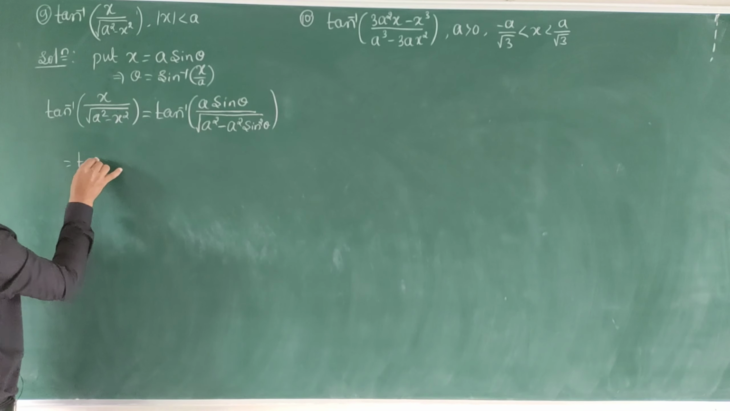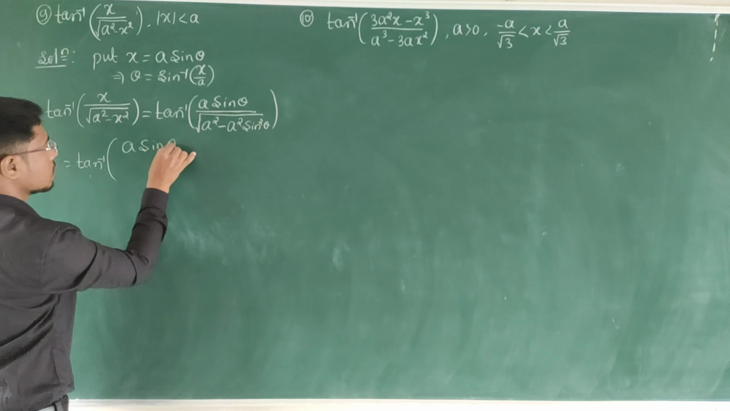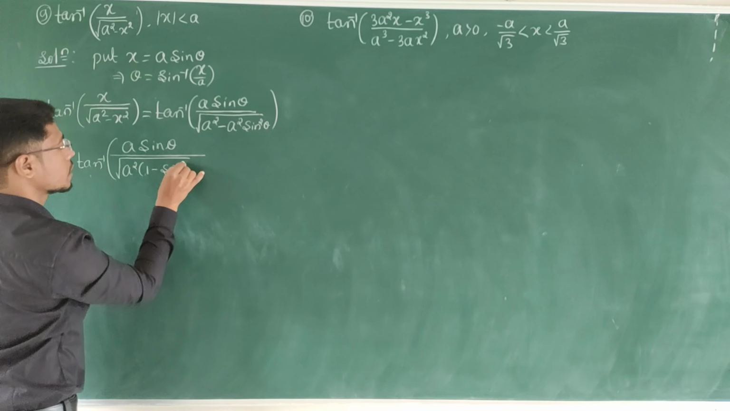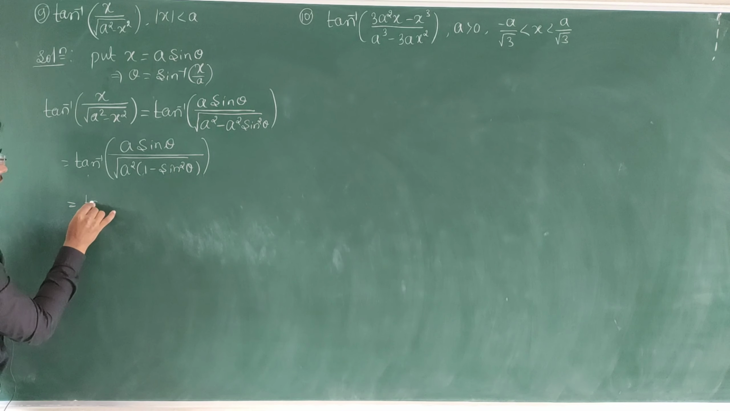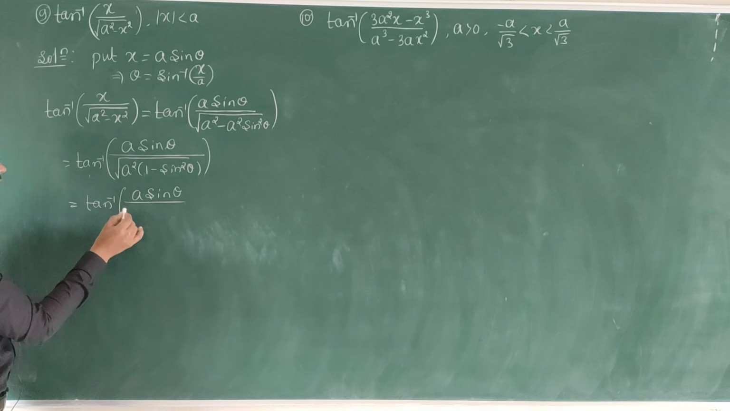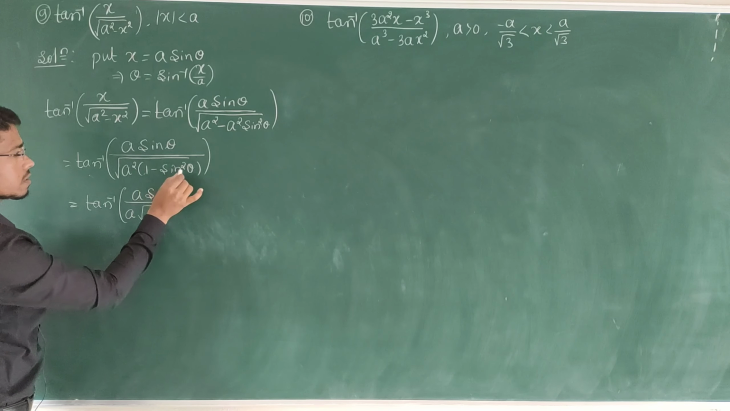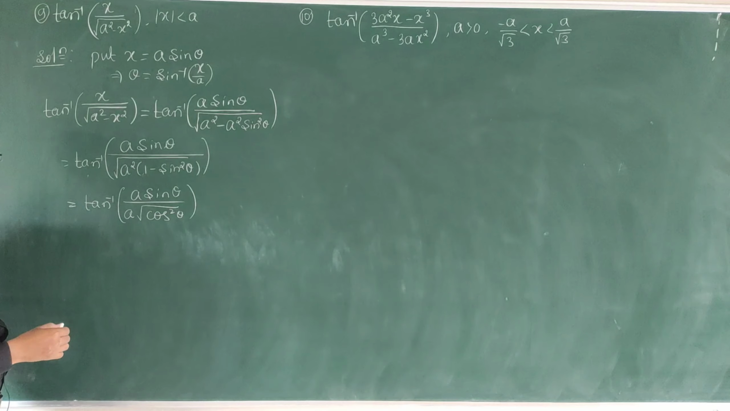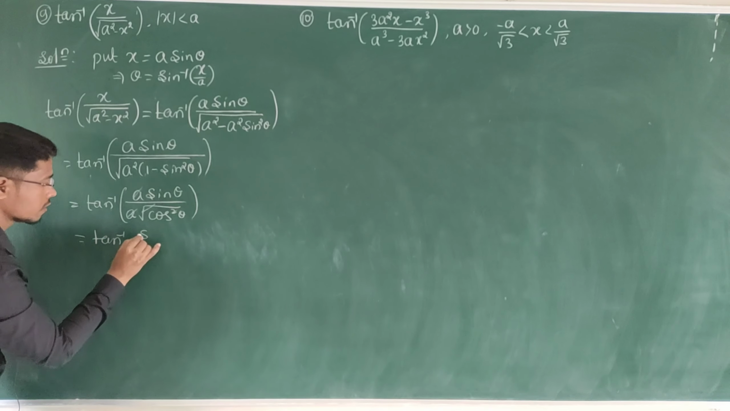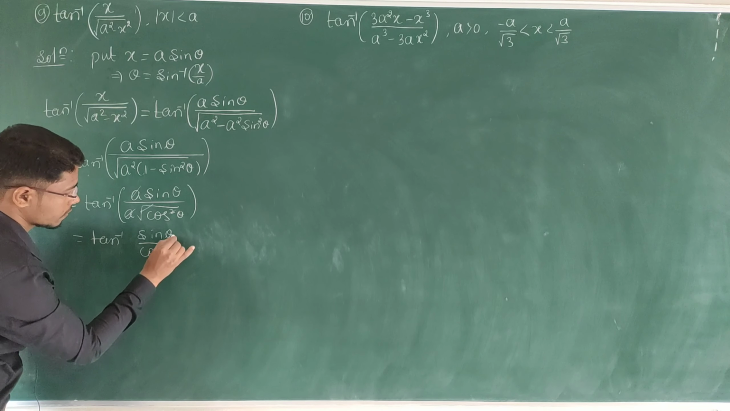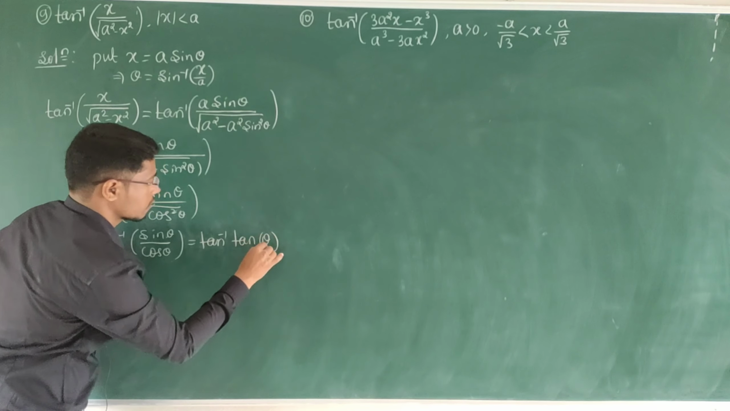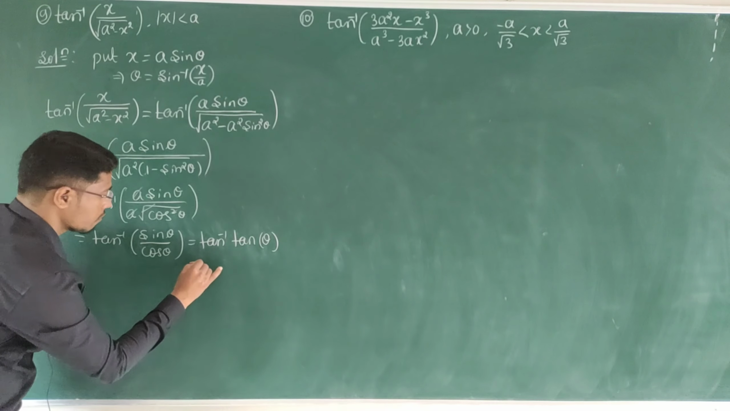This is equal to tan inverse of a sin theta divided by square root of a square common, leaving 1 minus sin square theta. Then square root of 1 minus sin square theta is cos square theta, so the square root gives cos theta. Then a cancels with the square root of a square, leaving tan inverse of sin theta divided by cos theta. Sin theta by cos theta is tan theta, so tan inverse of tan theta cancels, remaining theta.